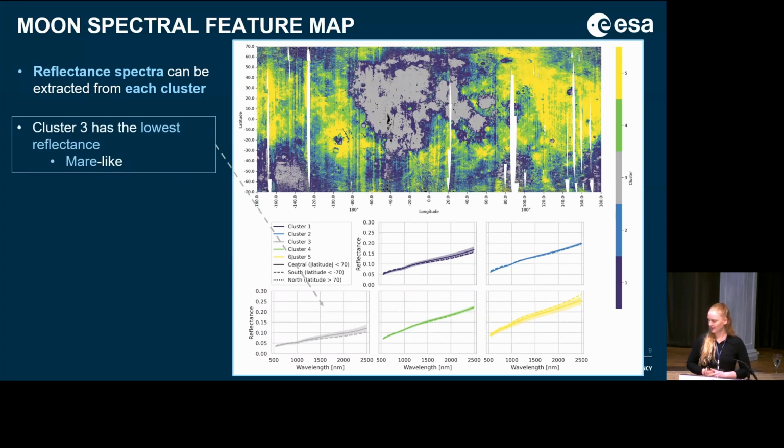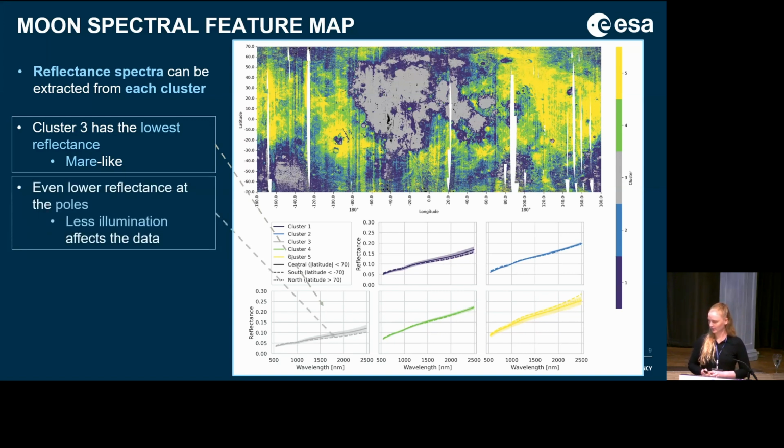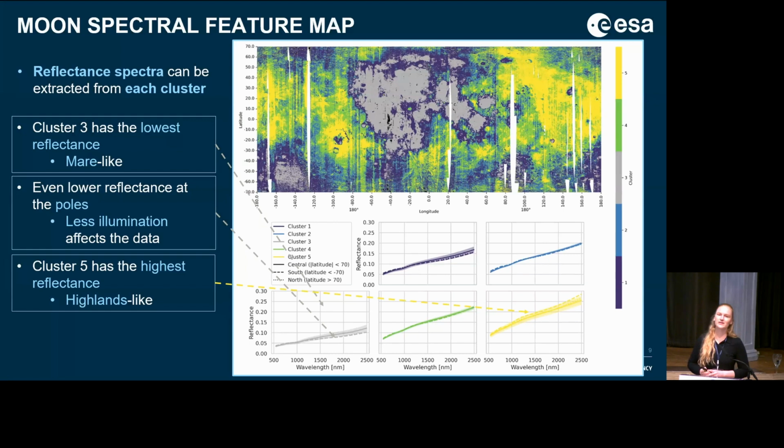So if we have a look at cluster 3 here, cluster 3 is the one that is in the mare-like regions, gray or maybe more white on the slides here. It has the lowest reflectance. We also see even lower reflectances at the poles because less illumination can affect the data, of course. And cluster 5 has the highest reflectance, and this can be attributed to being highlands-like data. Cluster 5 here is the yellow cluster.